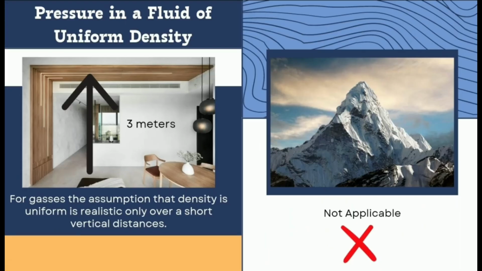As for gases, the assumption that density is uniform is realistic only over short vertical distances. For example, the standard height of a common living room from floor to ceiling is 3 meters. The uniform density can be applied, which means that the density is the same throughout the area. However, it is not applicable at greater heights like Mount Everest. This means that the density is different at the peak and different at the base.